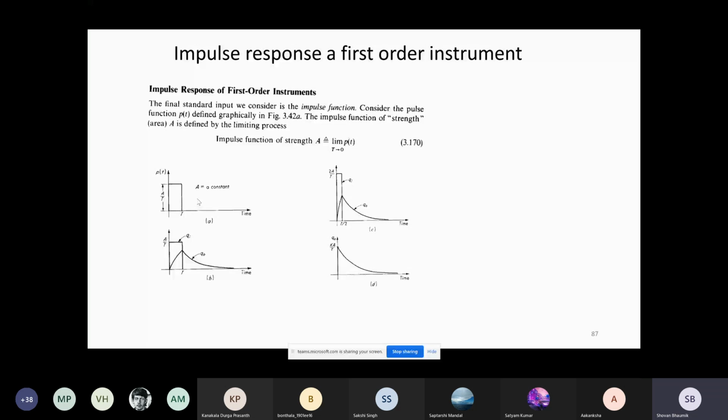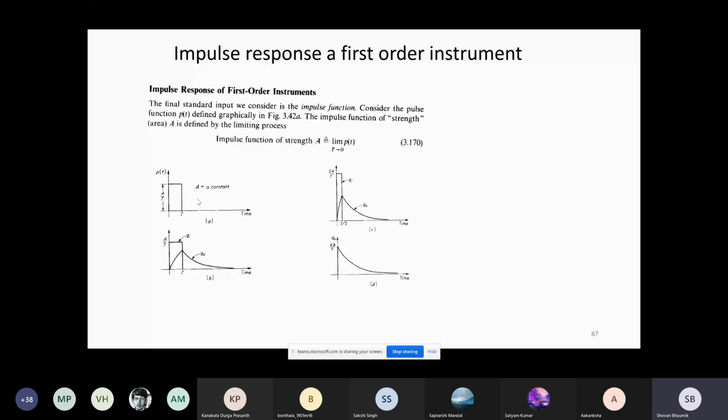Now think about an idealized condition when T tends to 0, so the signal is present for almost no time, infinitesimally small, and the input magnitude will be infinitesimally high. Then there is no signal, so the output will start from a value and then gradually decrease to 0 as time progresses. So this is a typical impulse response.